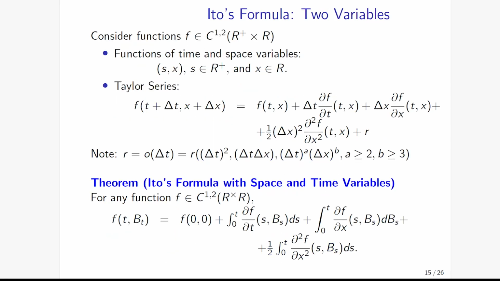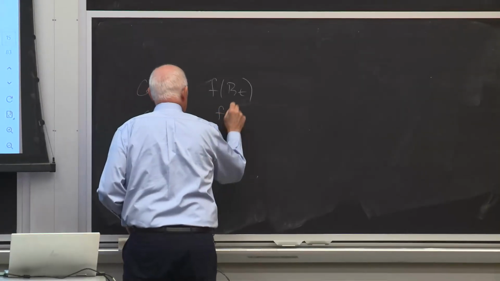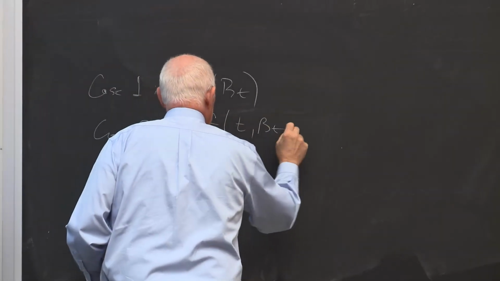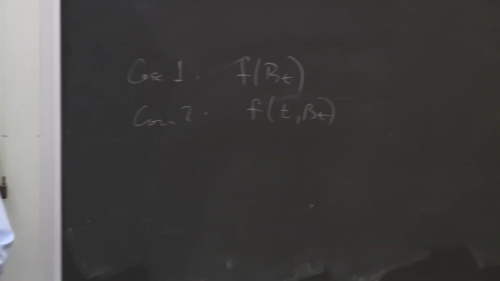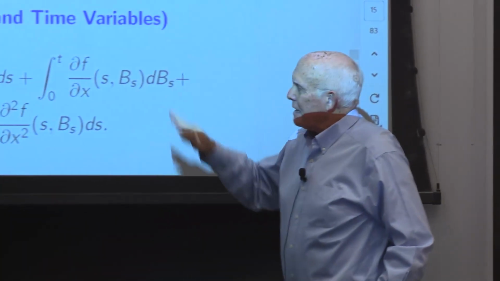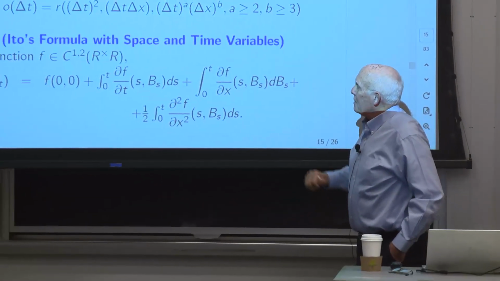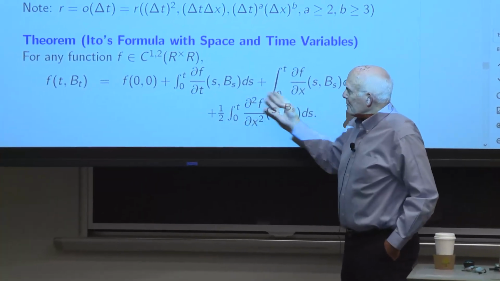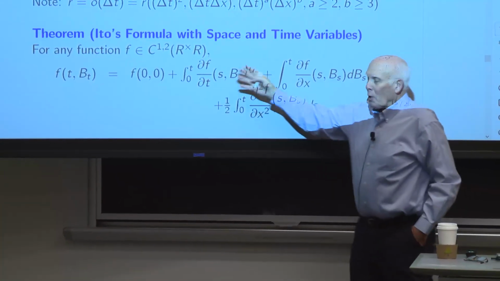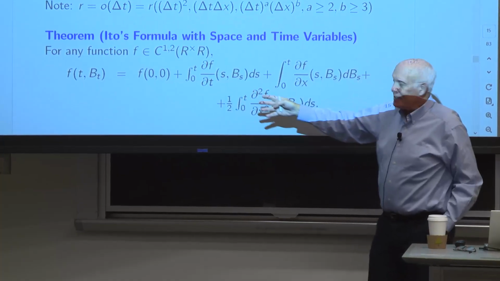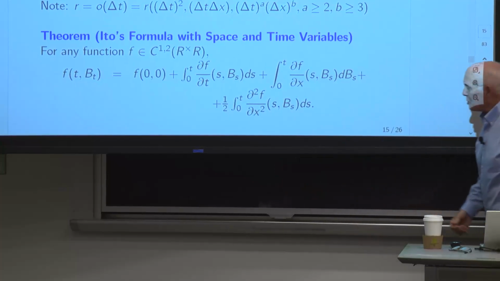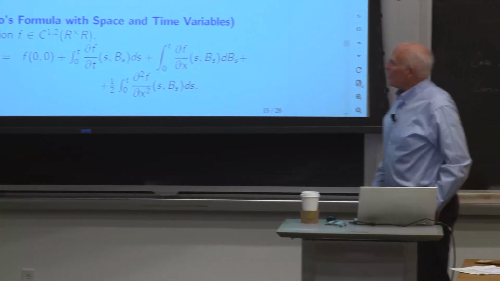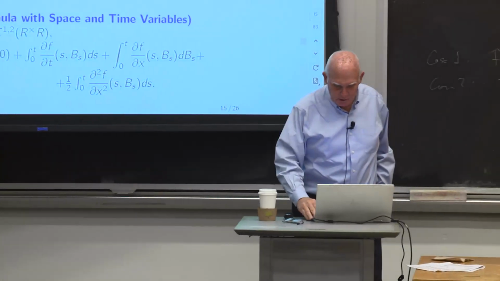Now, when we go to functions of two variables, so case 2, we're going to have a function of time and Bt, say. When we want to evaluate this function of time and space as a function of Brownian motion, then our Ito's formula is expressed this way. We basically have the partials of little f with respect to t and with respect to x, and then a second order term, the second partial of f with respect to x. So this is how Ito's formula generalizes.